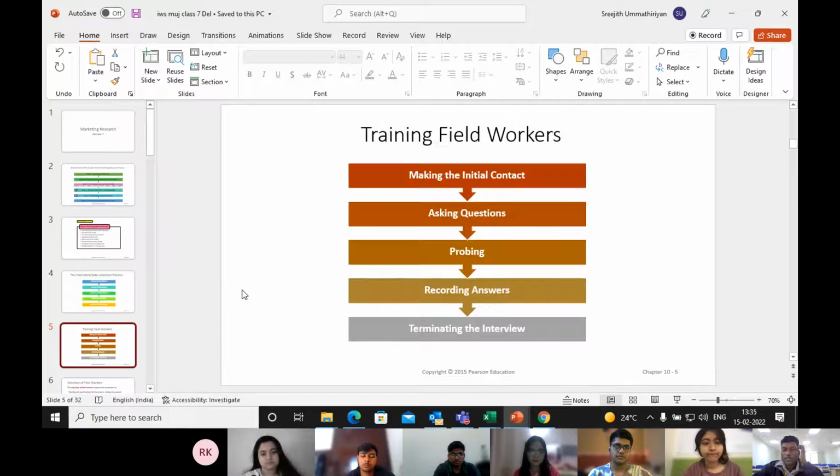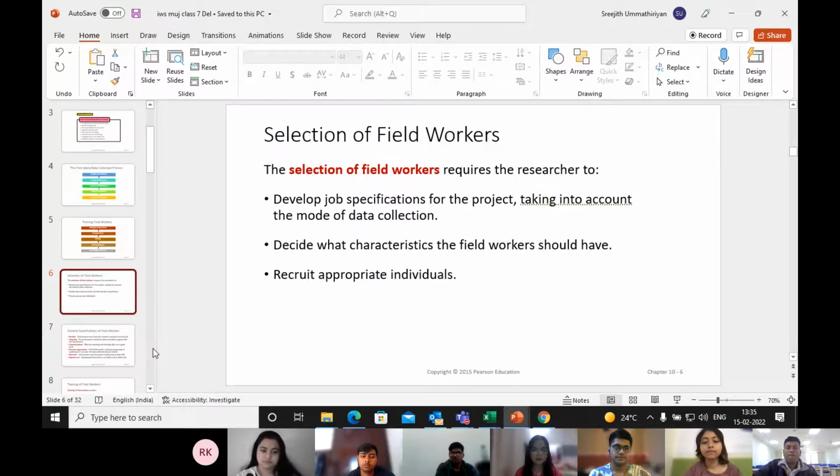Training of field workers. So it involves making an initial contact. How exactly do you train them? Because you're actually sending out a bunch of people with a questionnaire in hand. You're going to tell them how to make the first initial contact with the respondent, how to talk to them, how to get their attention, how to get them to agree to talk to you and give the response. Asking the questions, probing, recording answers, terminating the interview. So sequentially, how you engage with the respondent. That is what we're going to briefly look at in this session.